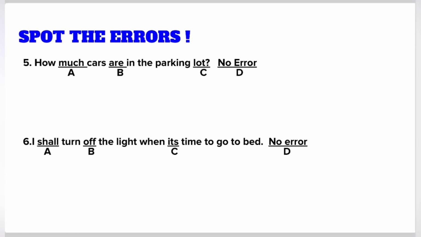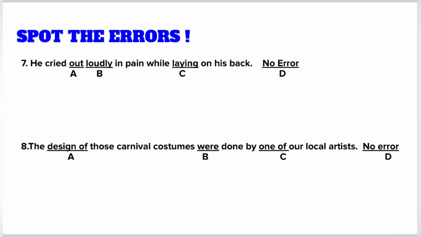Number 6. I shall turn off the light when it's time to go to bed. There you go. C is the error. It should be it is, so the apostrophe is missing. Number 7. He cried out loudly in pain while laying on his back. Good job. C. Laying means that you take something and you put it down, while lying is when you set your body in horizontal position. So the word should have been lying and not laying. Therefore, C is the answer.